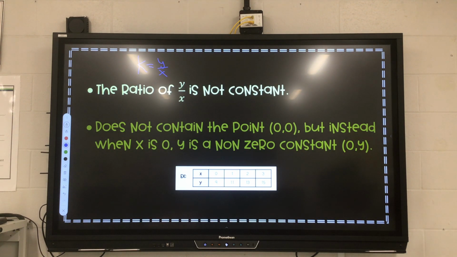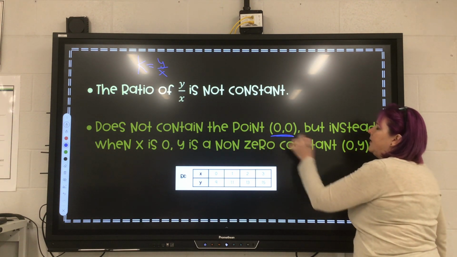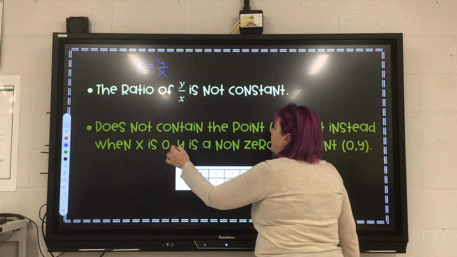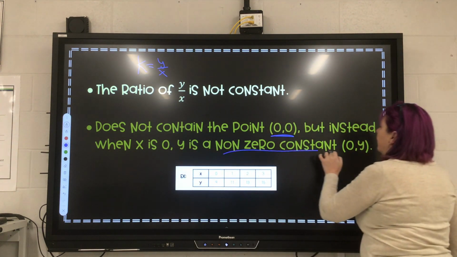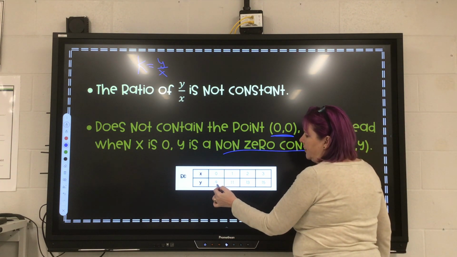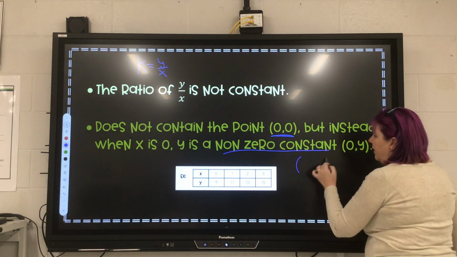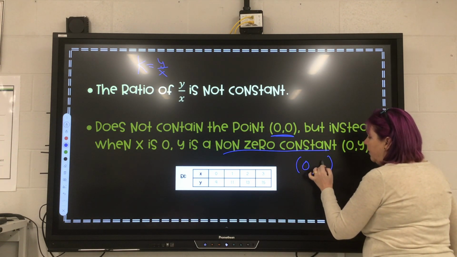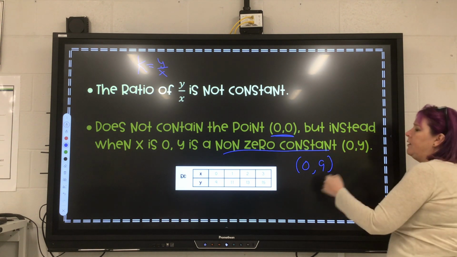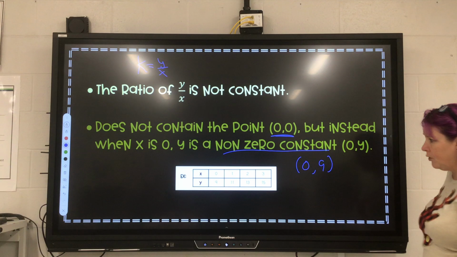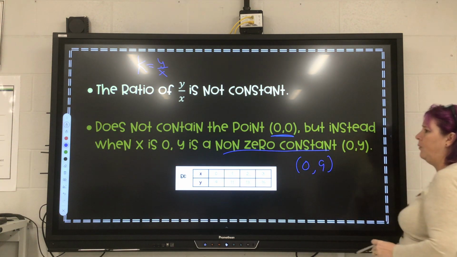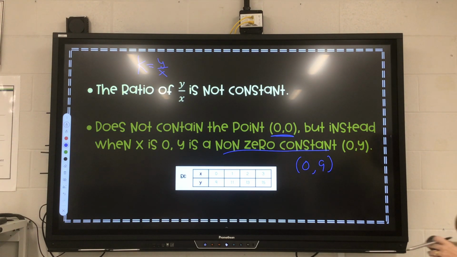Okay, it does not contain the point 0, 0, so it does not go through the origin, but instead when x is 0, y is a non-zero constant. For instance, x is 0, it's 9 here. So it's going to be 0, 9 is our non-zero constant. When we're doing non-proportional, your 0 is going to have a y point that will change.